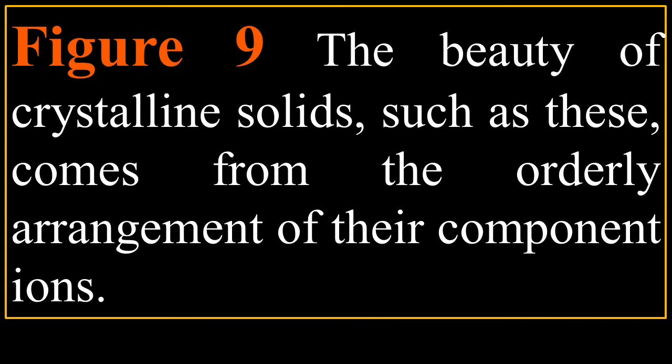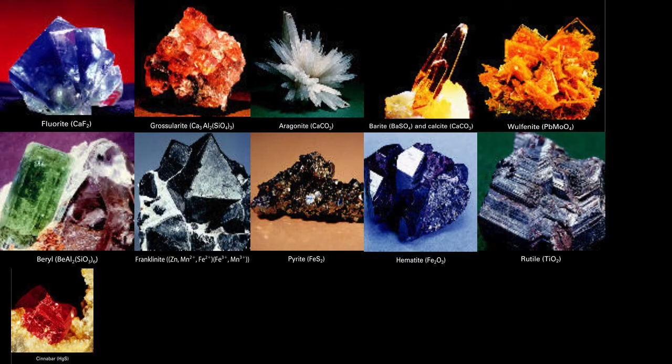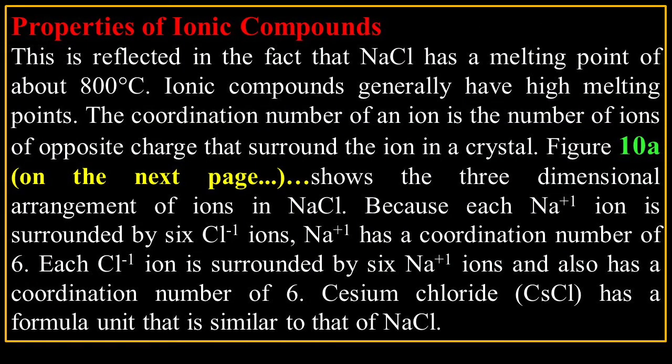The beauty of crystalline solids such as these comes from the orderly arrangement of their component ions. So ionic compounds, because of their orderly arrangement, have very beautiful crystalline structures, such as these particular crystalline structures. You may be familiar with some of the common names for these rather technical terms, but they're very, very beautiful. This is reflected in the fact that sodium chloride has a melting point of about 800 degrees Celsius. Ionic compounds generally have high melting points.